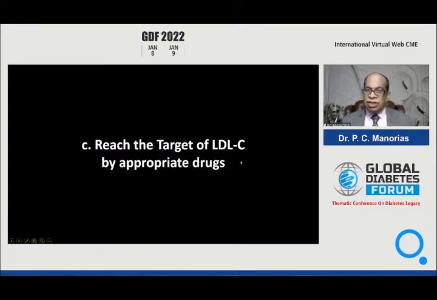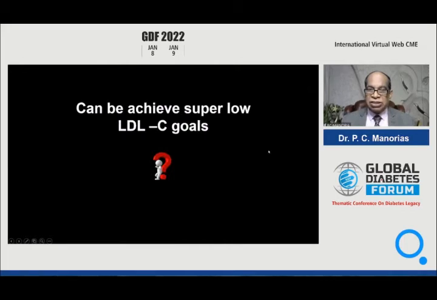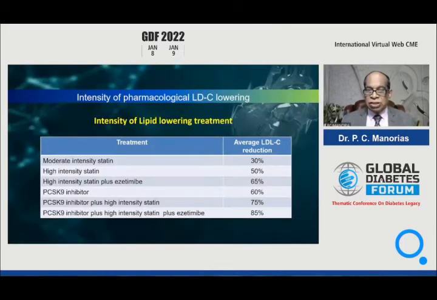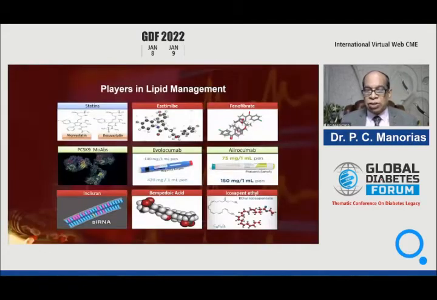The third issue is, can we reach these low levels of LDL? The answer is yes. Because as you can see in this slide, if you use moderate intensity statin, the reduction in LDL is by 30%. If you use high intensity statin, 50%. If high intensity statin plus ezetimibe, 65%. PCSK9 alone can decrease by 60%. If you use PCSK9 inhibitors with high intensity statin, 75%. And if you use PCSK9 inhibitors, high intensity statin plus ezetimibe, you can reduce LDL by 85%. So you can see we can easily achieve the lowest LDL goals.